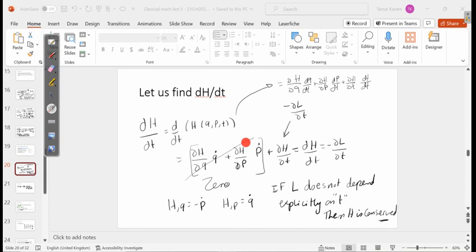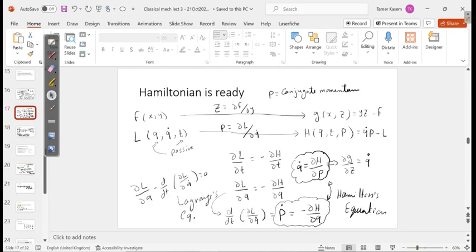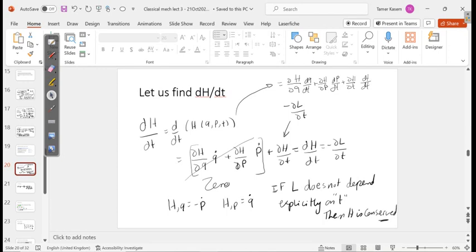Because if you remember, for Hamilton's equation, partial H by partial q was equal to negative p dot, and partial H by partial p was equal to q dot. The expressions are simple. Partial H by partial p was q dot, and partial H by partial q was negative p dot, so these terms cancel out.